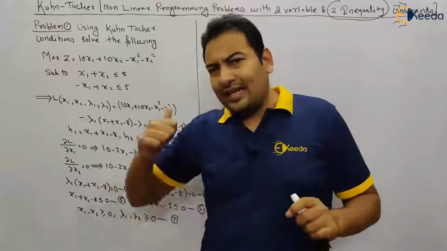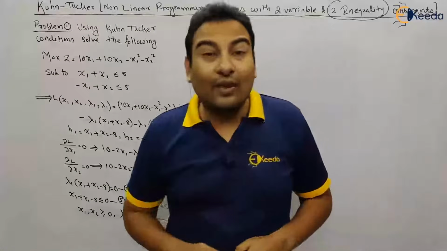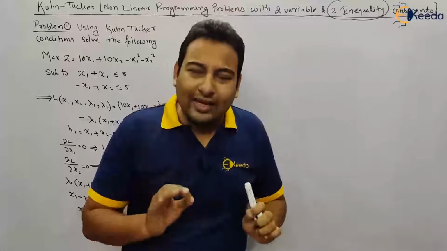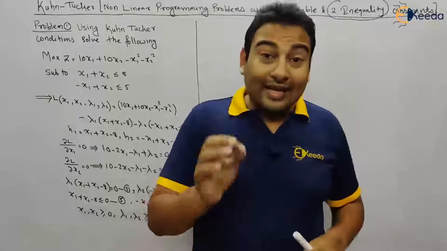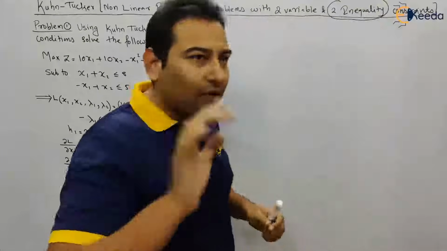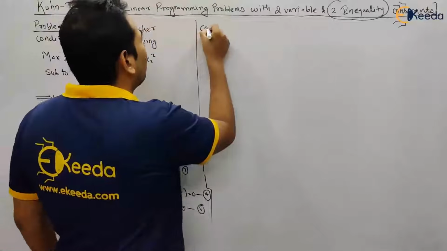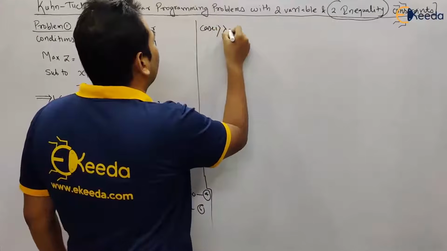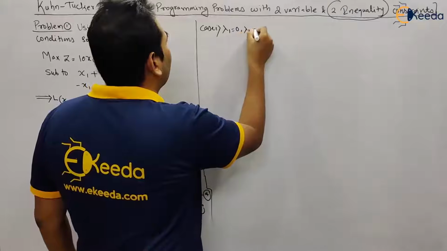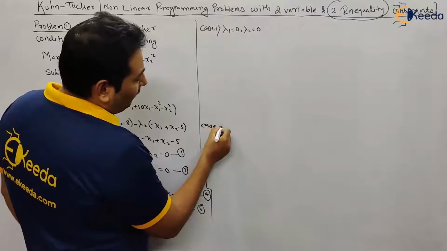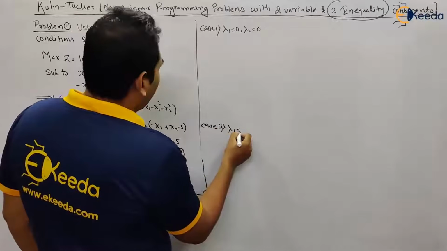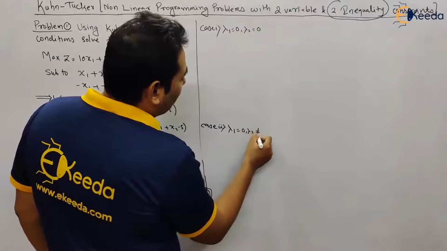It is fixed. In the last type, 2 variables and 1 inequality constraint, 2 cases only, one lambda, so it can be 0 or it will not be 0. Here there are 2 lambdas, so always fixed there will be 4 cases. So let me write it down, 4 cases. Case number 1, lambda 1 equal to 0, lambda 2 equal to 0. Yes, please tell me what will be the case number 2. Case number 2, lambda 1 equal to 0, lambda 2 not equal to 0.